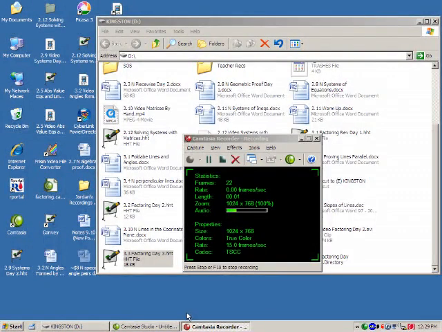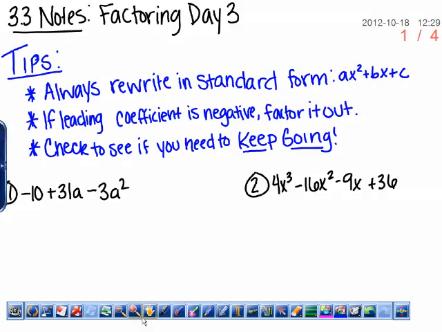Okay, so today we're going to build upon what we've been doing the past couple of days. Nothing super different, okay? Couple tips as we look at a little bit more complex problems.